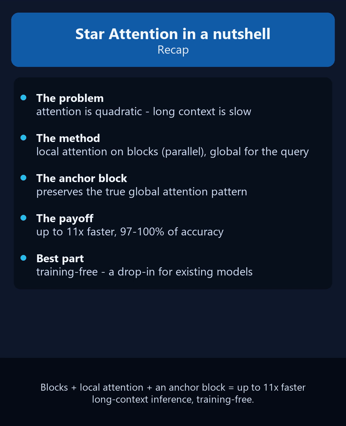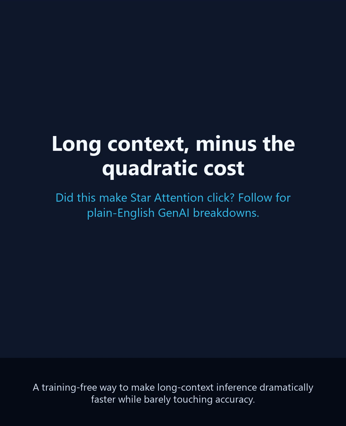Quick recap. Attention is quadratic, so long context is slow. Star attention splits the context into blocks, keeps attention local in a parallel phase 1, and uses global attention only for the query in phase 2. An anchor block prefix to each block preserves the global pattern. The payoff: up to 11 times faster, 97 to 100% of the accuracy, and no fine-tuning. That is star attention, a training-free way to make long context inference dramatically faster while barely touching accuracy.